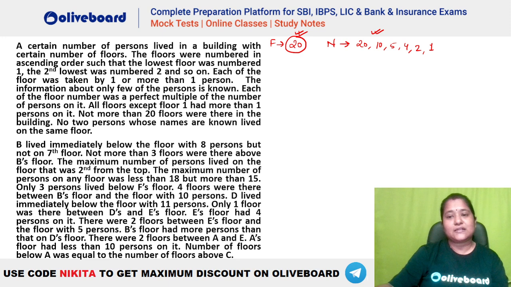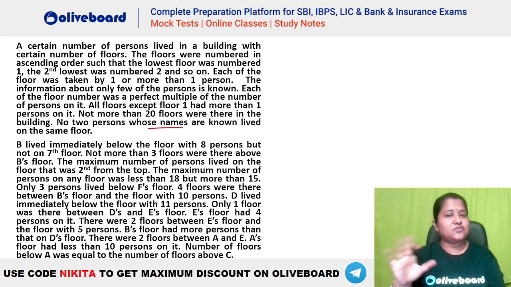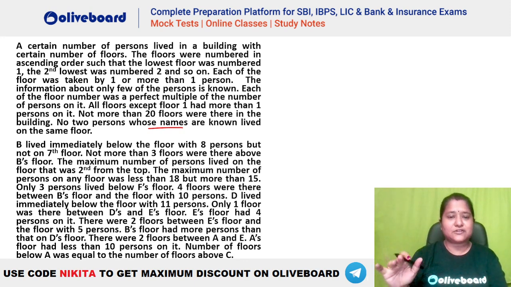Right? So you can see that we have to take the number of persons as a factor of the floor number here. Okay, so let's understand this particular question. Let's see what is given here. No two persons whose names are known lived on the same floor. Okay, so no two persons whose names are known should be on the same floor. Like, let's say if we have A and B here, A and B should not come on the same floor. That is understood.